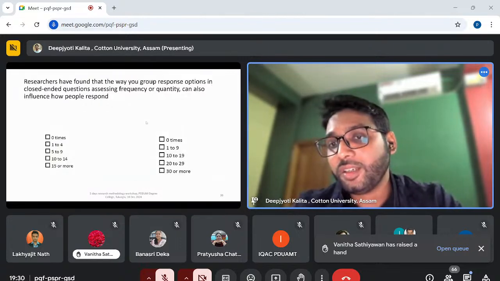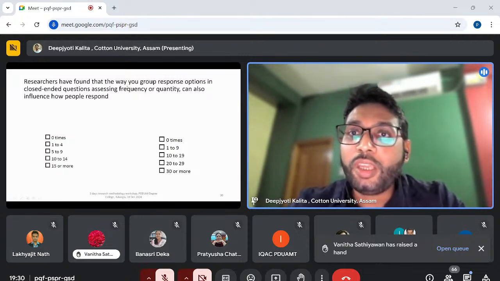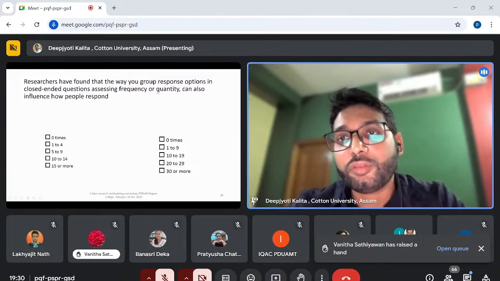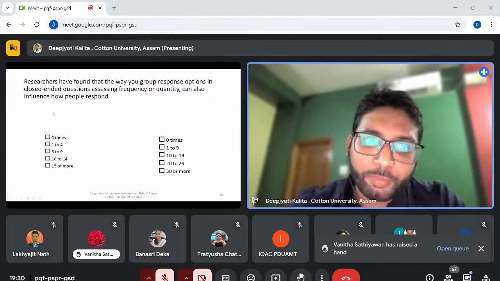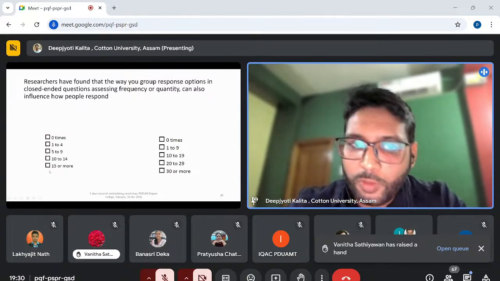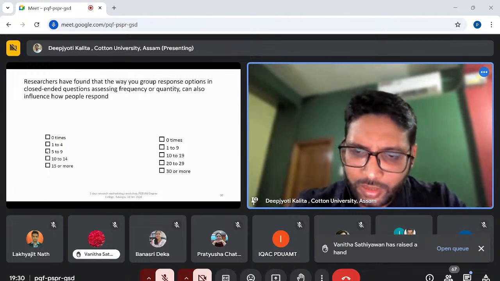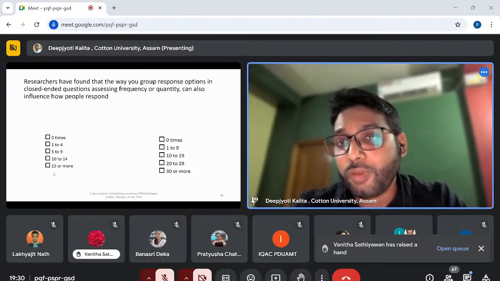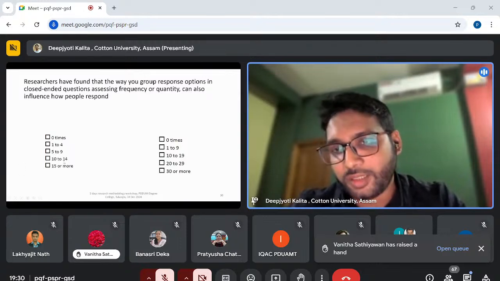even if he understands, how he is going to respond matters. Researchers have found that the way you group responses or options in a close-ended question, assessing frequency or quantity, can also influence how people respond to it. Generally, what happens if I give 5 options? In most cases, we choose the middle one. You ask yourself also, how do you go? If you are unsure about the answer, if you are unsure what it is asking, you generally go for the middle option to be on the average side.